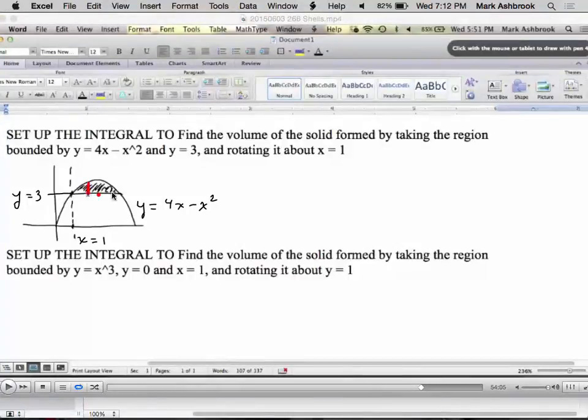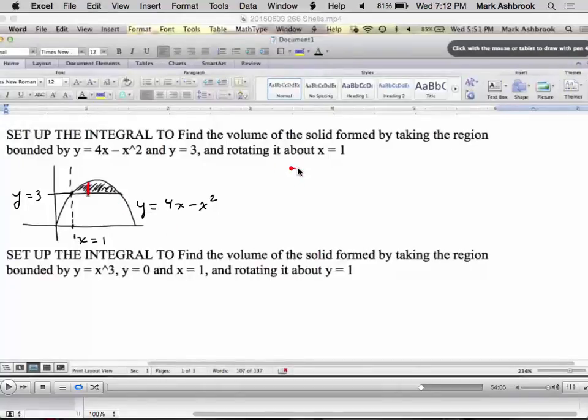Do shells up and down. So this is really weird. If you try to do horizontal strips and do washers, why is this weird? Because both the outer radius and the inner radius of your washer will be from this curve, and that's trying to solve this for x in terms of y. That's ugliness, okay? You definitely want to do shells on this. You do not want to do washers.